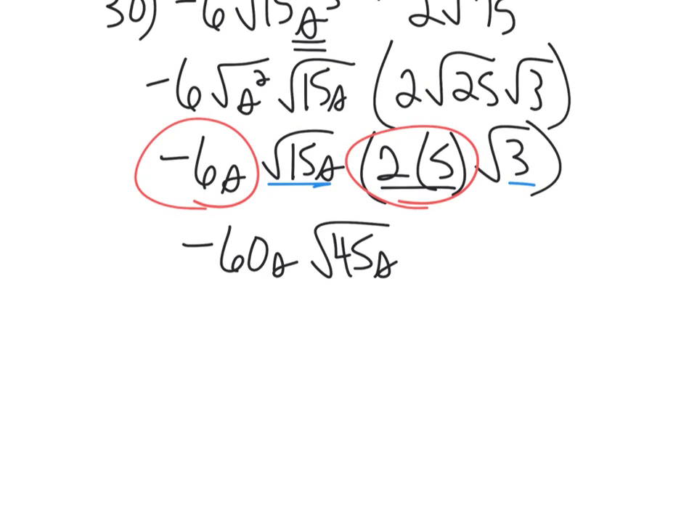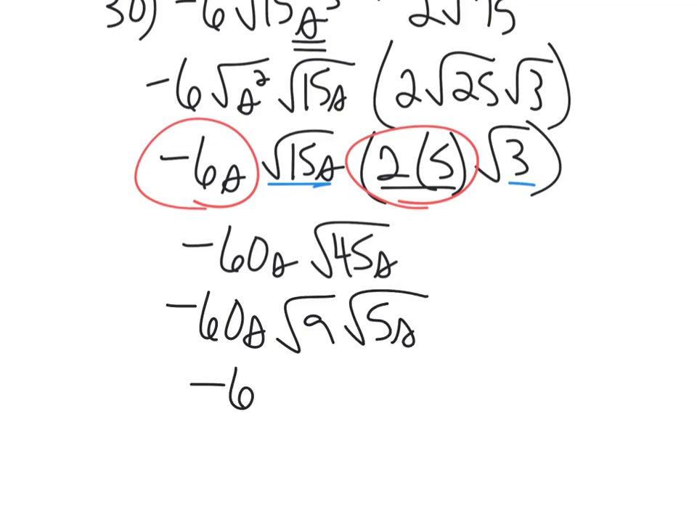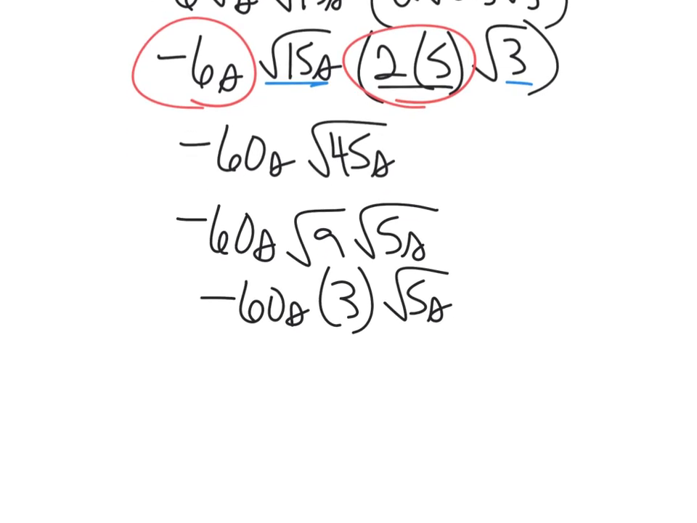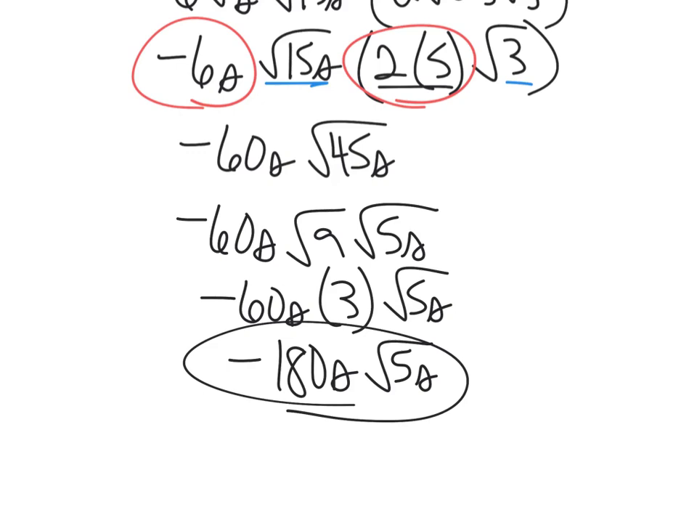And then square root of 45, 45's got a 9 in it. And that would be our answer then. So this gives you an idea of how to work with simplifying radicals.